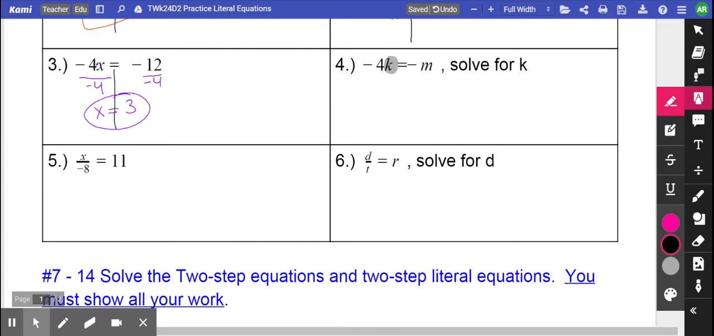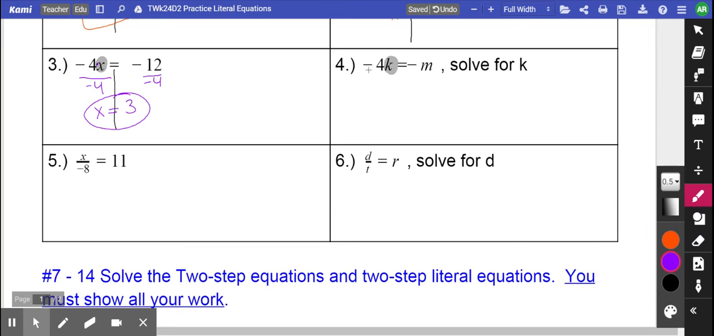So number 4, we switched up some letters here. Now we're solving for k. Let's see how this k is in the same place as this x. And then I replace this 12 with a negative m. So this negative 12 turned into a negative m. So same steps to solve, right? This negative 4 is being multiplied, so I divide by that negative 4 on both sides. This leaves us with k equals.